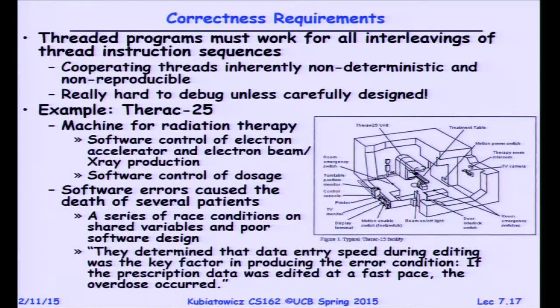And here is one of my favorite really bad things. They determined that the data entry speed during editing was the key factor in producing the error condition. If the prescription data was edited at a fast pace, the overdose occurred. It turned out that the person giving you the radiation therapy was sitting there at a console. If they knew what they were doing, they would very quickly enter a bunch of stuff, go up, edit, and put it back in. And the fact that they were fast at their job caused this overdose, because there was an interlock condition that was poorly designed, and it basically crashed the system or caused it to do the wrong thing. So if you think that a synchronization bug is not potentially fatal, this is a good counterexample.